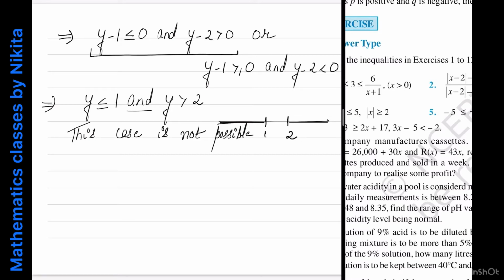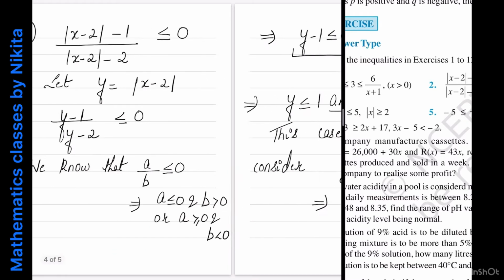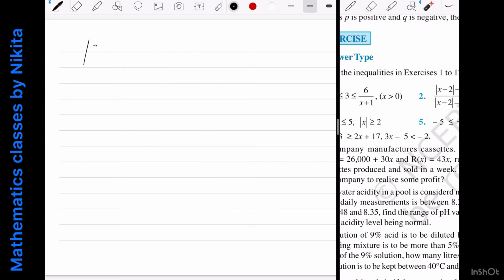Okay, so consider y minus 1 greater or equal to 0 and y minus 2 less than 0, and from here what you get is that your y is greater or equal to 1 and your y is less than 2. So y is greater or equal to 1 and y is less than 2. Now what was the value of y? Y was equal to mod of x minus 2.